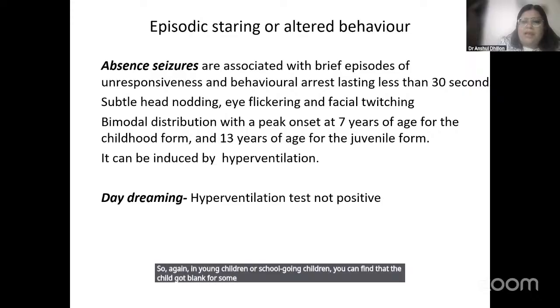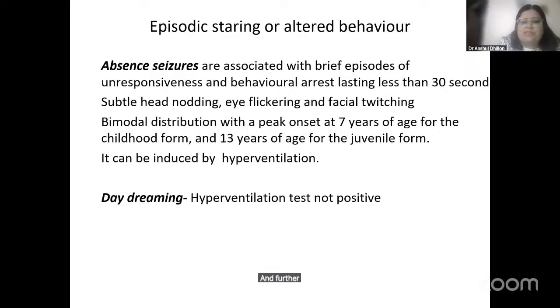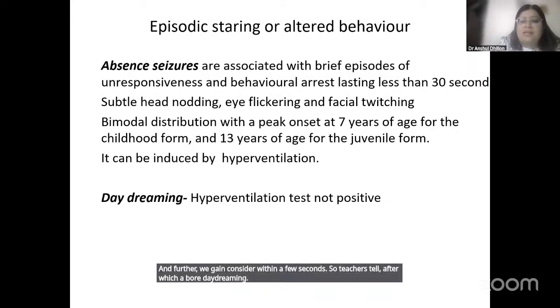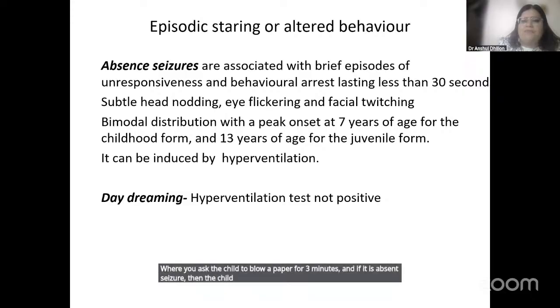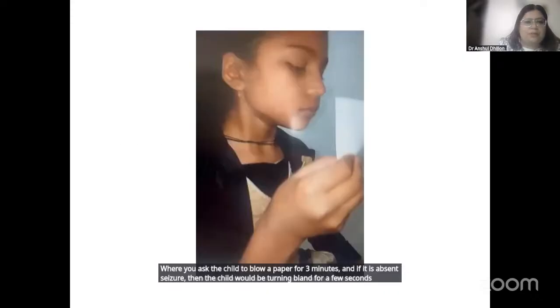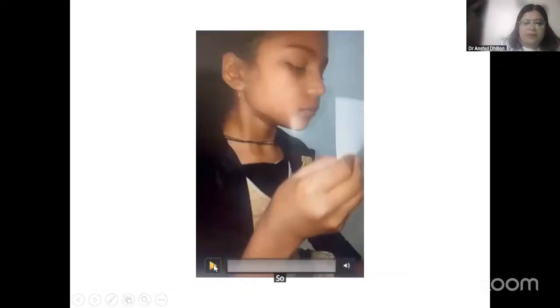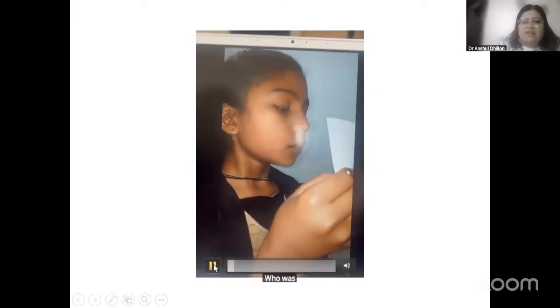Again, in young children or school-going children, you can find that the child goes blank for some time and regains consciousness within a few seconds. Teachers tell you, your child is daydreaming a lot, he's not attentive in class, and you don't know whether the child is having absence seizures or daydreaming. You can clinically differentiate absence seizures from daydreaming by doing a simple hyperventilation test in OPD, where you ask the child to blow a paper for 3 minutes. If it is an absence seizure, the child would turn blank for a few seconds and again come back to normal.